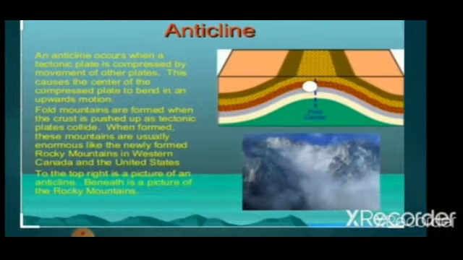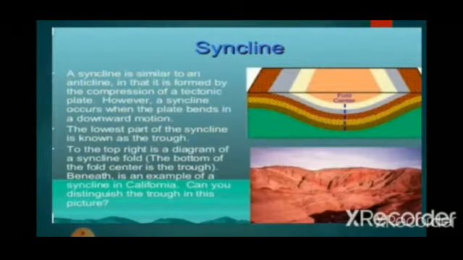Now let's see the syncline. A syncline is similar to an anticline in that it is formed by the compression of a tectonic plate, and you can see here a U-shape is formed. You can see here a fold center, and in that folding center we can see a U-shaped one. It usually happens due to subduction or buckling of that area, or when that area is destroyed, or when that area moves apart, or we can see a drift there. The lowest part of the syncline is called a trough.